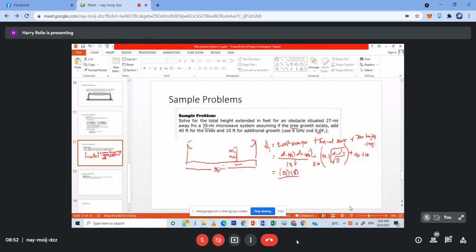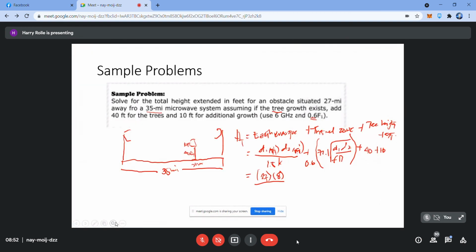Okay, let's move back. Sabi ko kanina, this is not in feet. Miles po ito, miles. Hindi ito in feet, dapat ito in miles kasi yung distance nito.